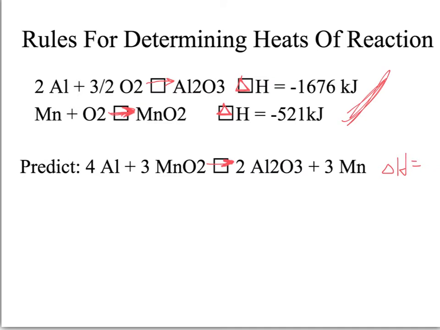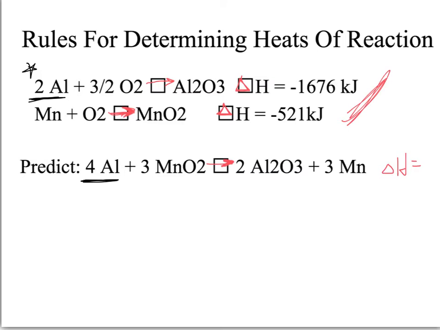Okay, if you've tried it, I'm going to just real quick talk you through how I do this problem. Starting out with our very first reactant, we have 4 aluminums. I've got a reaction up here that has 2 aluminums, so I'm going to use this reaction. I'm going to keep it the way it is since aluminum is on the reactant side, but I've got 2 up here and 4 down here. I'm going to multiply this equation by 2, and since I'm doing that, I also have to multiply the energy by 2.